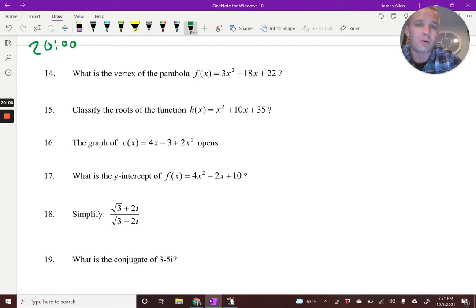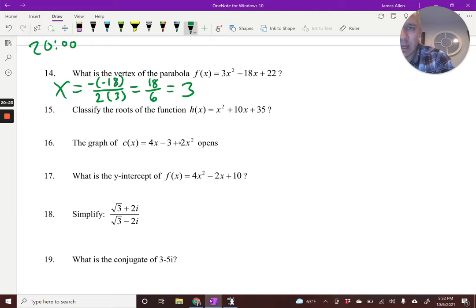What is the vertex of that parabola? Well, I can just go ahead and do my x equals negative b over 2a. So the opposite of b is that over 2 times 3. So that's 18 over 6, which is 3. And now to plug back in, to get my y coordinate, because I have my vertex is going to be 3 comma something. I don't know what that something is.